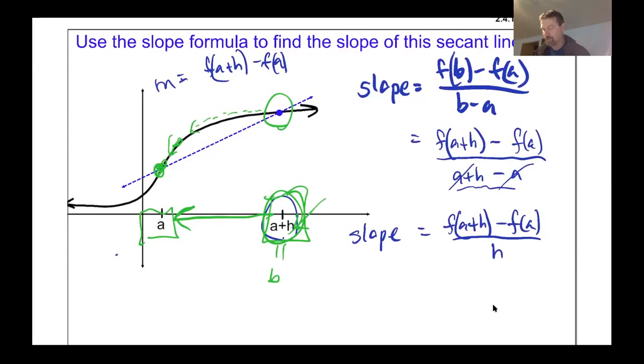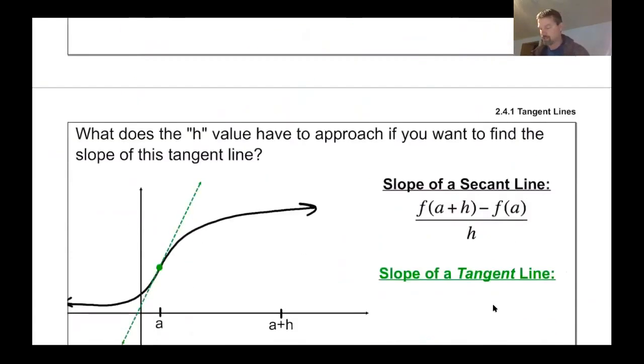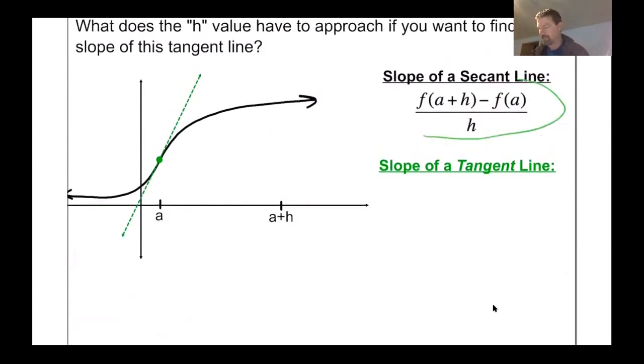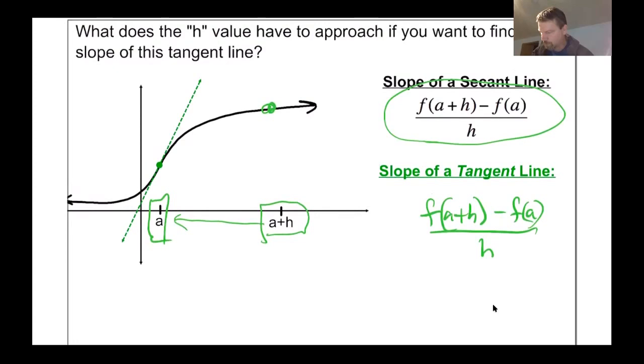The closer h goes to 0, the closer these 2 points go to being the same point, and the closer my slope formula gets to becoming the slope of the tangent. So the big thing for today, if this is a slope of a secant line, the slope of a tangent line is that exact same formula, f of a plus h minus f of a all over h, with the one added caveat that I want that h to get closer and closer to 0, right? I want this point to get closer and closer to this point, so that I've got my secant line getting closer and closer to being that original point.